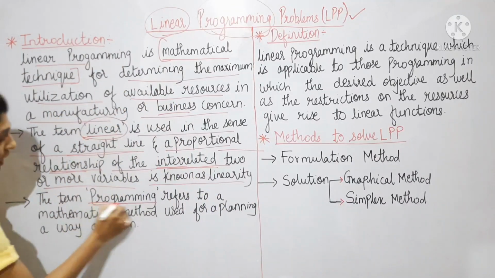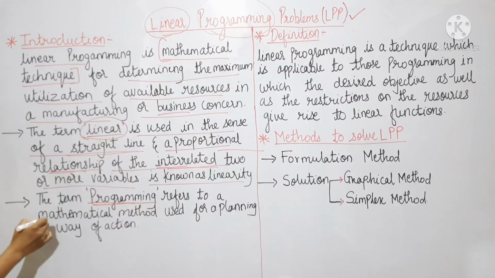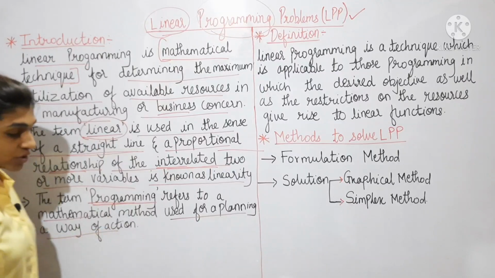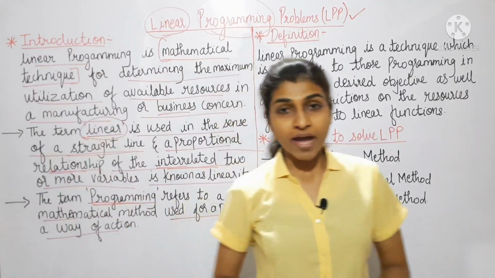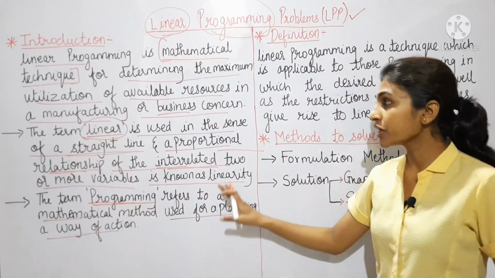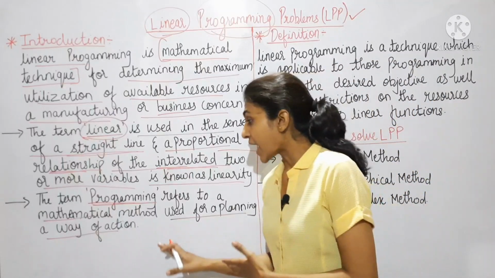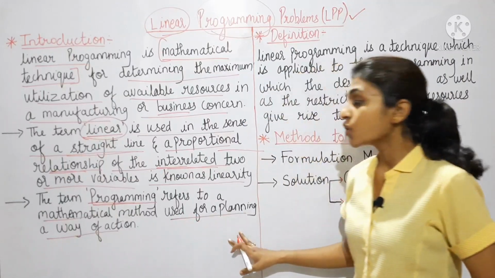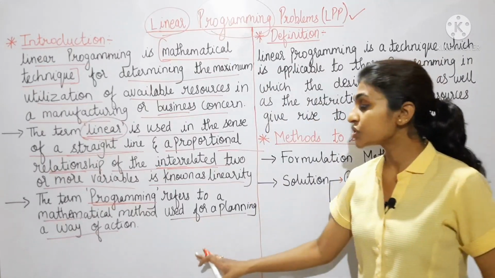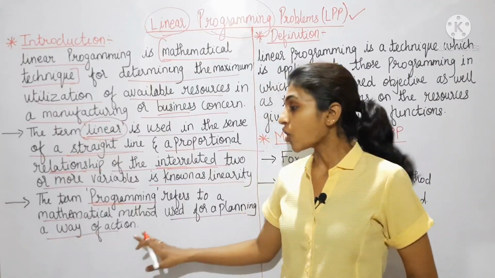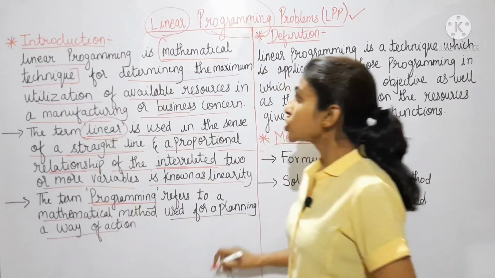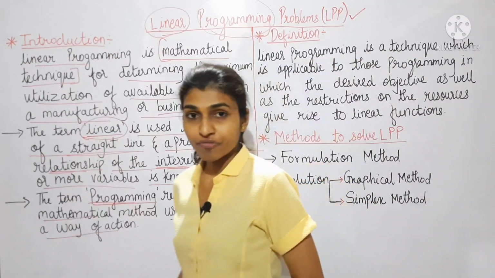Next term is programming. Programming refers to the mathematical method used for planning a way of action. So programming is a way of action to achieve desired results in a manufacturing process or in a business concern. Programming is a way of planning or way of action in a systematic way to achieve a result. It can mean maximization of profit or minimization of cost. So this is the meaning or introduction of LPP.